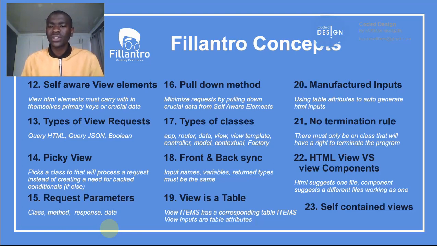HTML suggests one file, components suggest different files working as one. So in the model view controller, in the MVC pattern, we've got a view. I have seen in most YouTube tutorials and in most developers that whenever they talk of a view, they are talking about an HTML file or a PHP file that contains HTML.